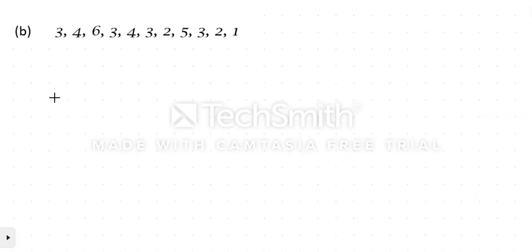This is the second example. This is the number of hours spent by the second student on Facebook. He spent 3 hours on the first day and 4 hours on the next day or session. He spent 6 hours in the third session and 3 hours in the fourth session, and 4 hours in the same way. He spent these numbers of hours in the different sessions. Now we have to find the middle value of them.